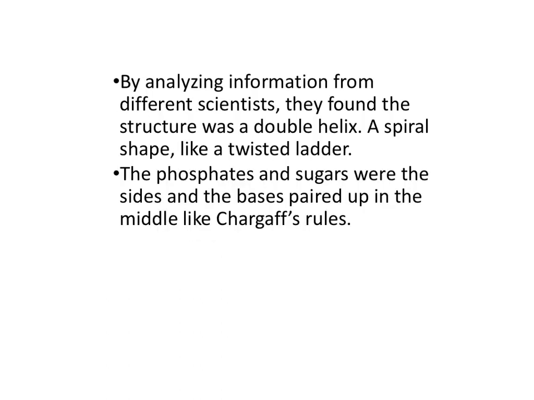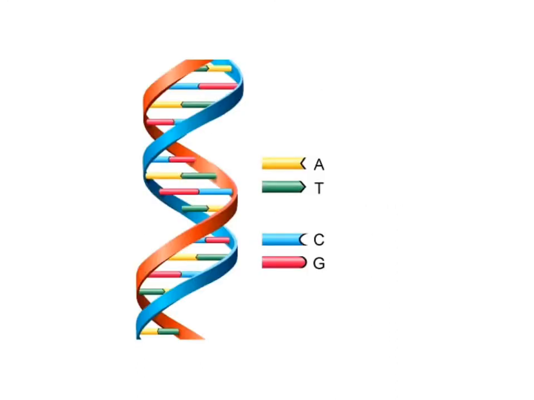Okay, so they took information from different scientists, and they found the structure was something called a double helix, which is a spiral shape. Think of a snail shell or something like that. And it's kind of like a twisted ladder. The phosphates and the sugars are the sides of the ladder, and the bases are paired up in the middle according to Chargaff's rules. A with T, C with G. So this is kind of like what it looks like.